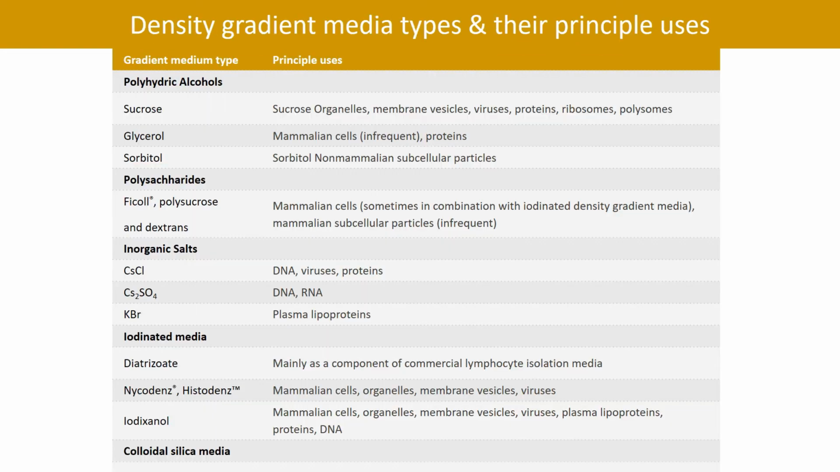This table gives you an overall idea about the 5 different classes. This is not an exhaustive list; there are many more other things that are commonly used. It gives an idea about the different gradient materials and the kind of use these materials have. For example, in our laboratory we use sucrose to prepare a gradient. It is used for separating membrane vesicles, viruses, proteins, ribosomes, polysomes, and chloroplasts. We will use it for separating chloroplasts in our laboratory. So different gradient materials can be used, and this is for us to have an overall idea about them.